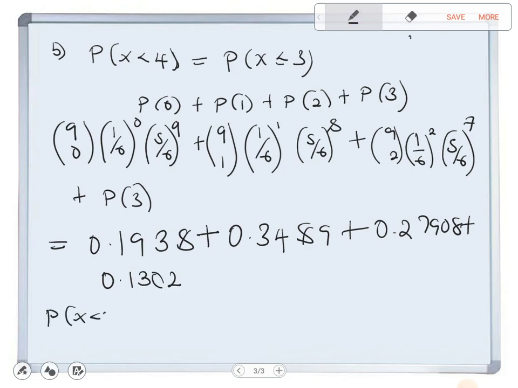So we just add now. We have 0.1938 plus 0.3489 plus 0.27908 plus 0.1302. I'm getting 0.951, something like that. So yeah, that's how this question is supposed to be found.